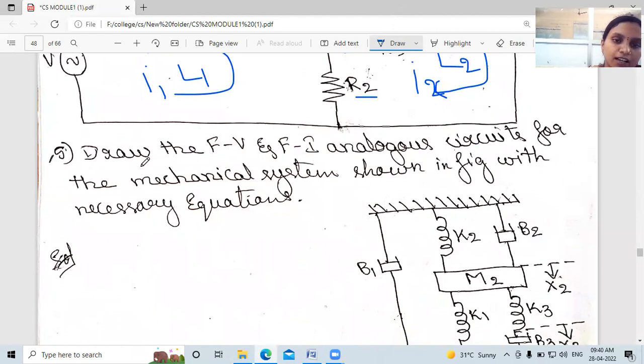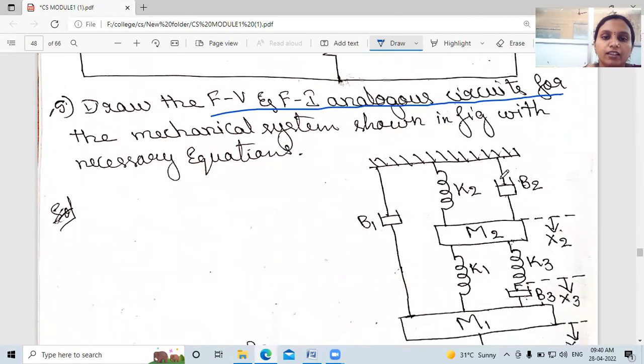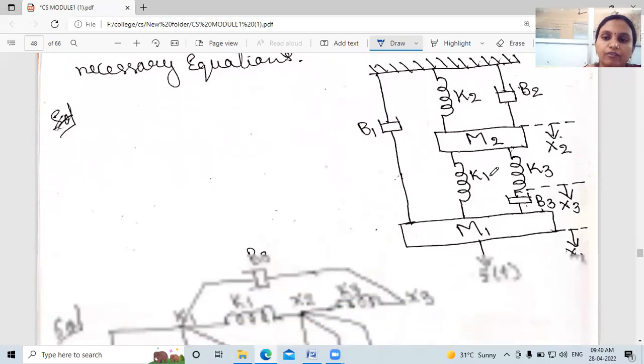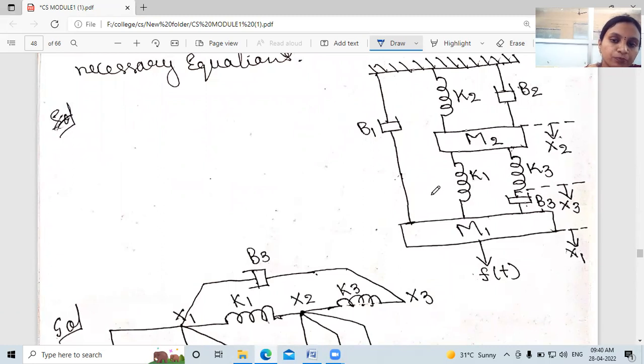Next problem: draw the force voltage and force current analogous circuits for the mechanical system shown in the figure, with the necessary equations. They have given it like this. First we draw this. How many displacements are there? X1, X3, and X2. Between x2 and x1, K1 is connected. Between x1 and x3, B3 is connected. Between x3 and x2, K3 is connected.